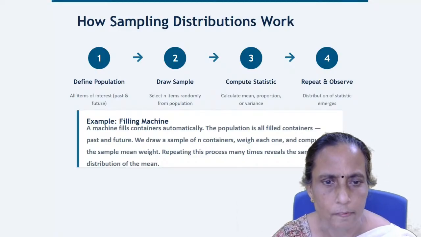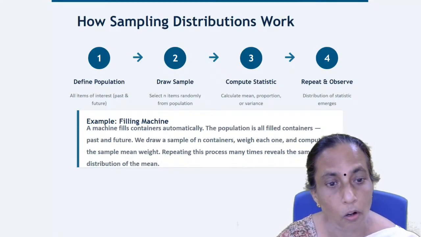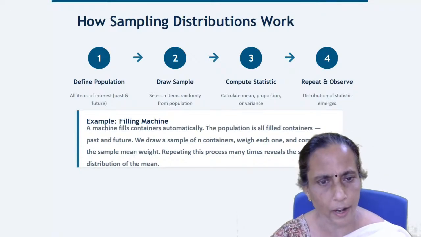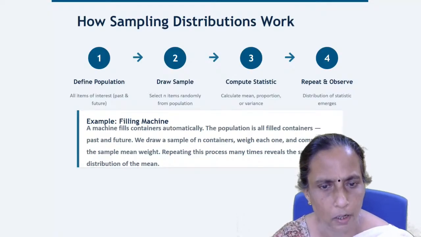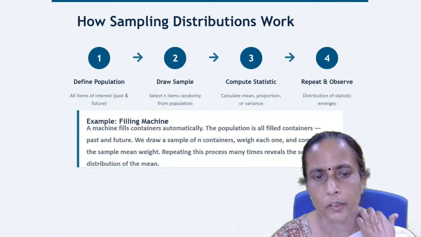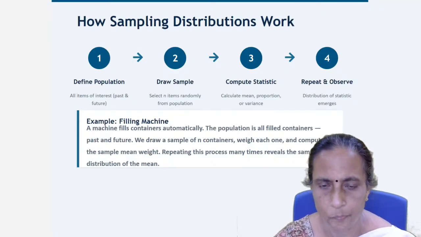Suppose a machine fills containers automatically. The population is all filled containers, past and future. So we draw a sample of n containers, weigh each one and compute the sample mean of the weight. Repeating this process many times reveals the sampling distribution of the mean.